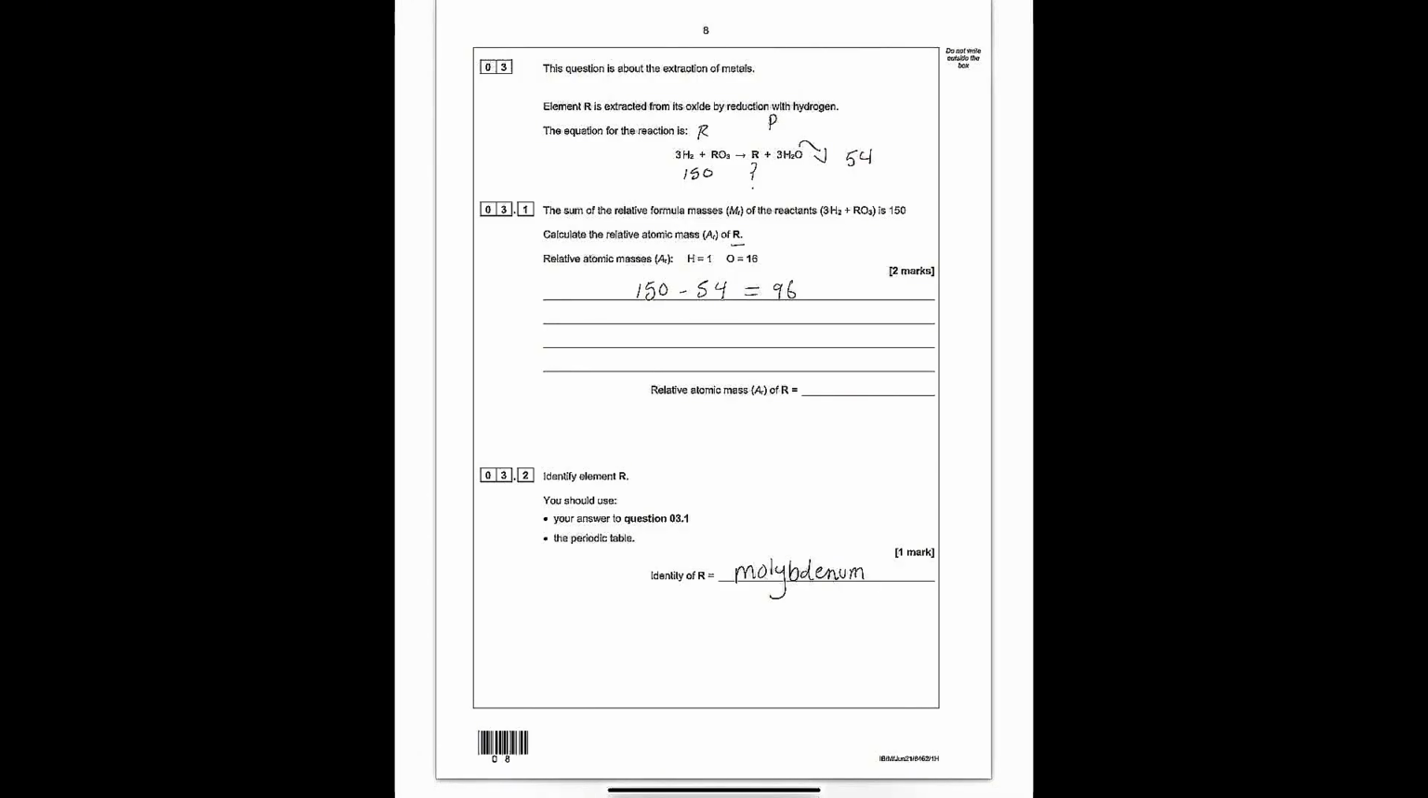So now 3.2, identify element R. You will use your periodic table for this. I've already written down the answer. The periodic table will be the data sheet that you are given in your exam, and it's going to be molybdenum. Okay, so I hope you have found this very useful, and let's move on to the next calculation.